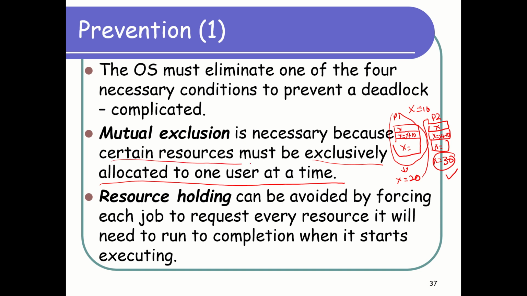Exclusively, certain resources must be exclusively allocated to one user at a time. So let's say when P1 is accessing X, P2 cannot access X. It is a mutual exclusion. P2 must wait until the P1 process completes first, and then P2 is going to use the final value and increment X. Resource holding can be avoided by forcing each job to request every resource.